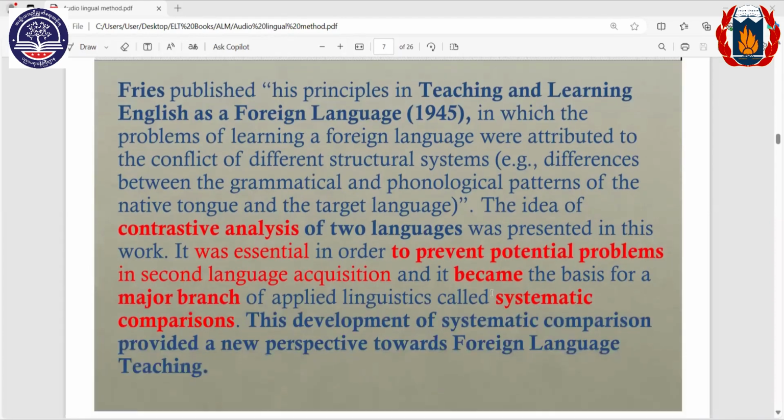Right? So the idea of the contrasted analysis is presented in his book. That's why the main thing is in order to prevent the potential problems in the second language acquisition. That's why it is also called a systematic comparison, right? Between the foreign language and the mother tongue, the differences. These kinds of challenges and problems appear when you use the audio lingual approach.